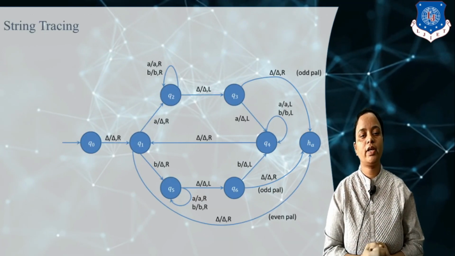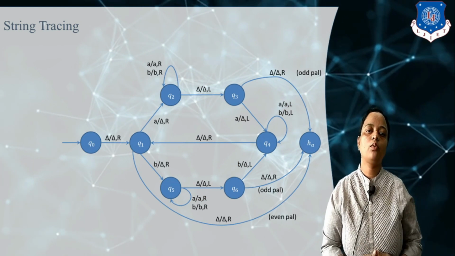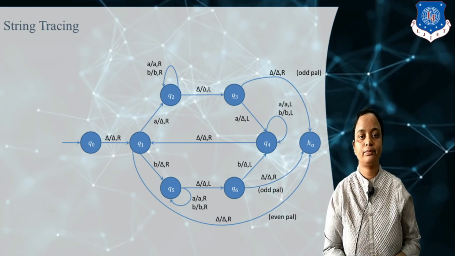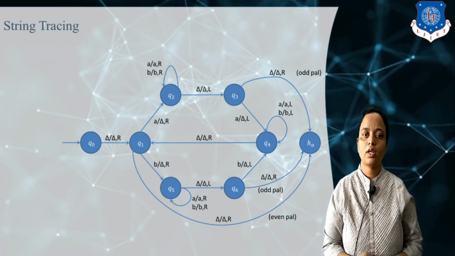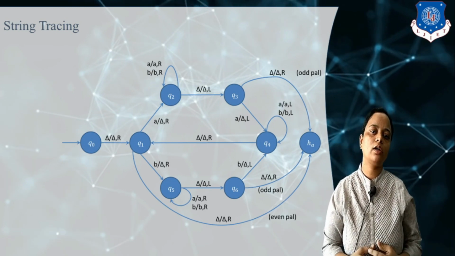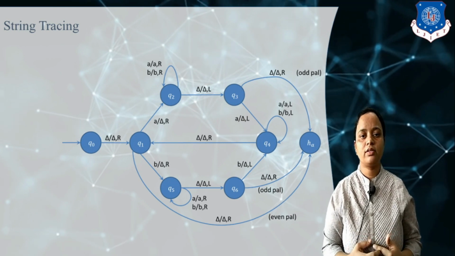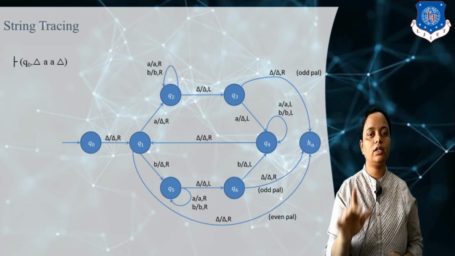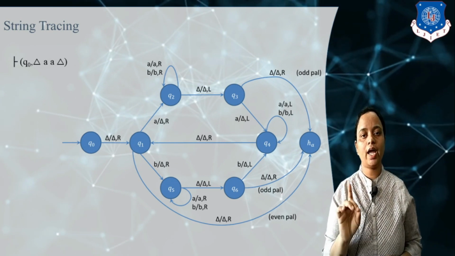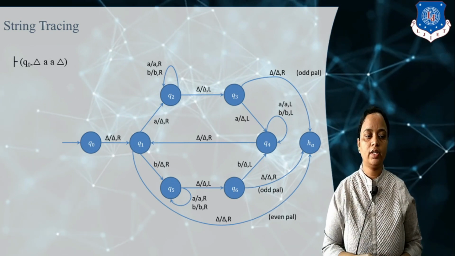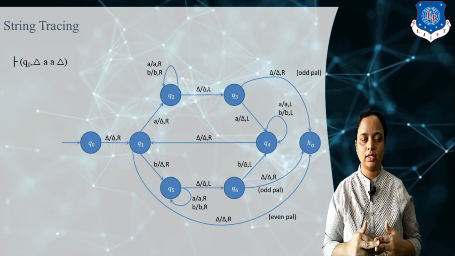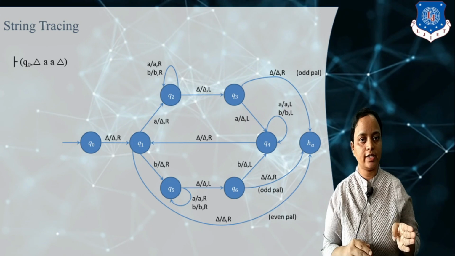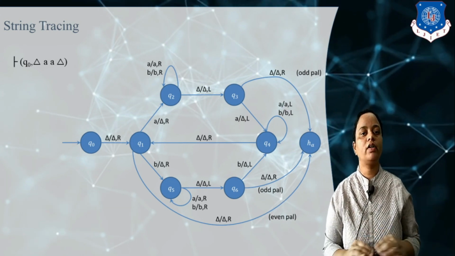Now next is string tracing. So how are we going to trace the string? Now our next concept is string tracing. Now we are going to see how we trace the string with the help of the state transition diagram. Here I have taken an even length string. String tracing contains two parameters: the first is the state, the initial state, and the next is our input symbol.